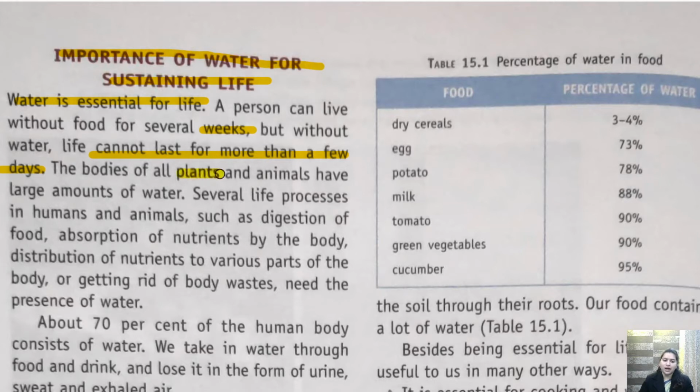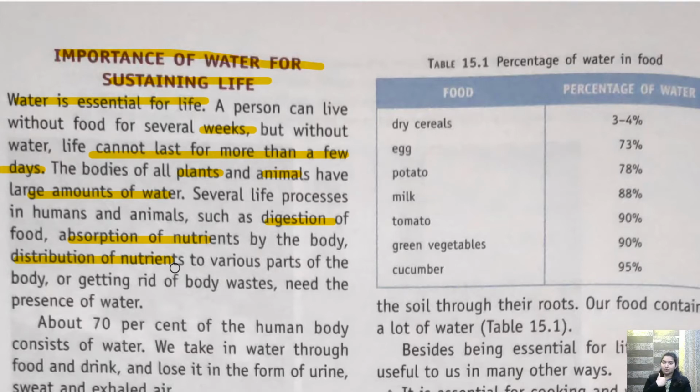The bodies of all plants and animals have large amount of water. Nearly 70% of the body contains water. Several life processes in humans and animals, such as digestion of food, absorption of nutrients by the body, distribution of nutrients to various parts of the body. Because we intake food, we digest it, and the nutrient that we consume from the food is also spread to the several parts of the body, isn't it? This we already know. So in all this complete process, water is very essential.